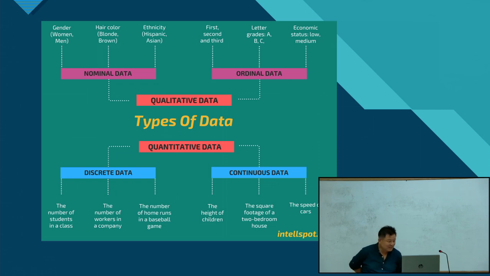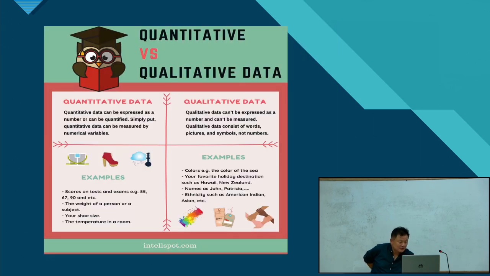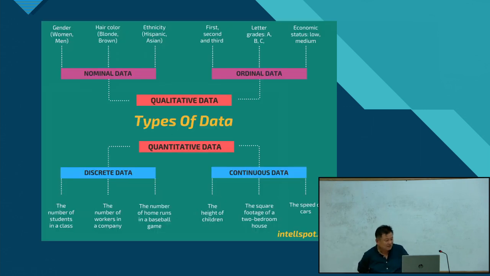So first thing is I want to show the quantitative and qualitative data. There are two types of data: quantitative and qualitative. Qualitative data is nominal data and ordinal data. As you know, nominal data is gender, woman and man, and hair color, black, brown, or something, and ethnicity, you are Hispanic, Asian, or Indian, or something. It's nominal data, these things.